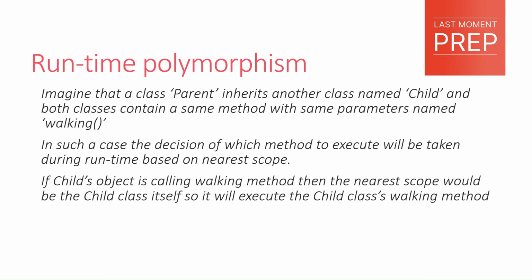The next is runtime polymorphism. Imagine that a class child inherits another class named parent, and both classes contain the same method with the same parameters named walking. In such a case, the decision of which method is to be executed is going to be taken at runtime based on the scope. So if child calls it, then the nearest scope is going to be the child class itself, right? Because the child class itself has a method named walking. So it is going to execute the child class walking method. If it doesn't find a method in the child class, then it is going to refer to the parent class.